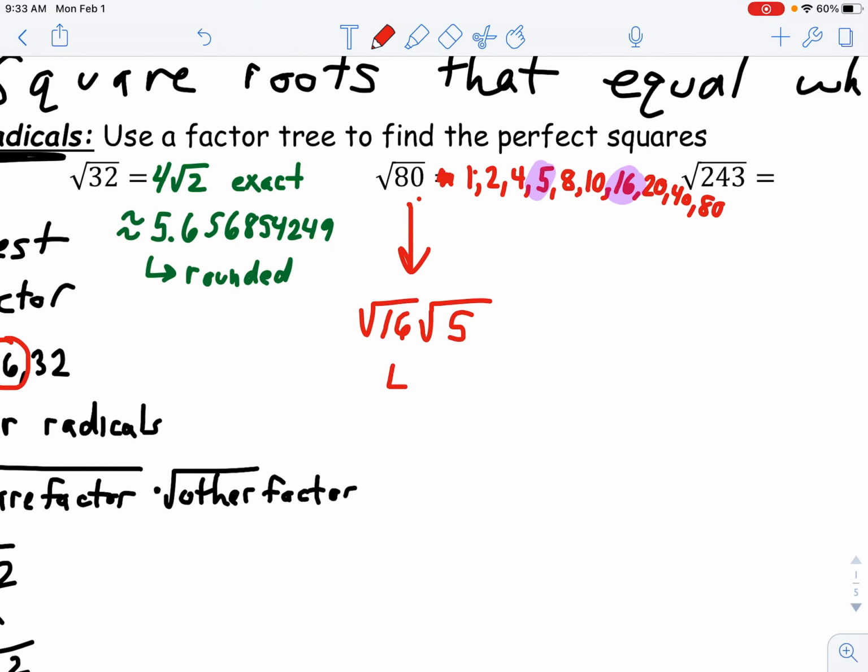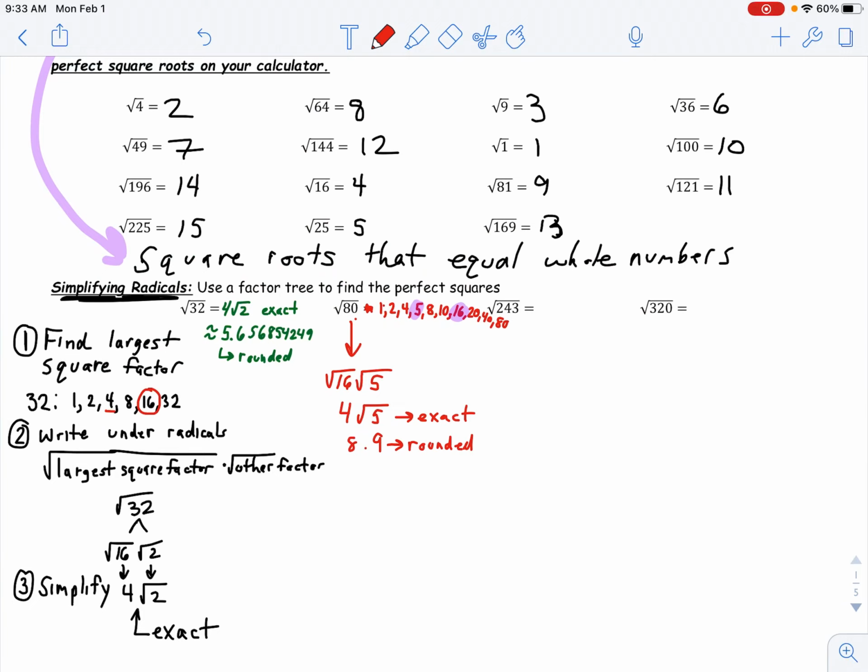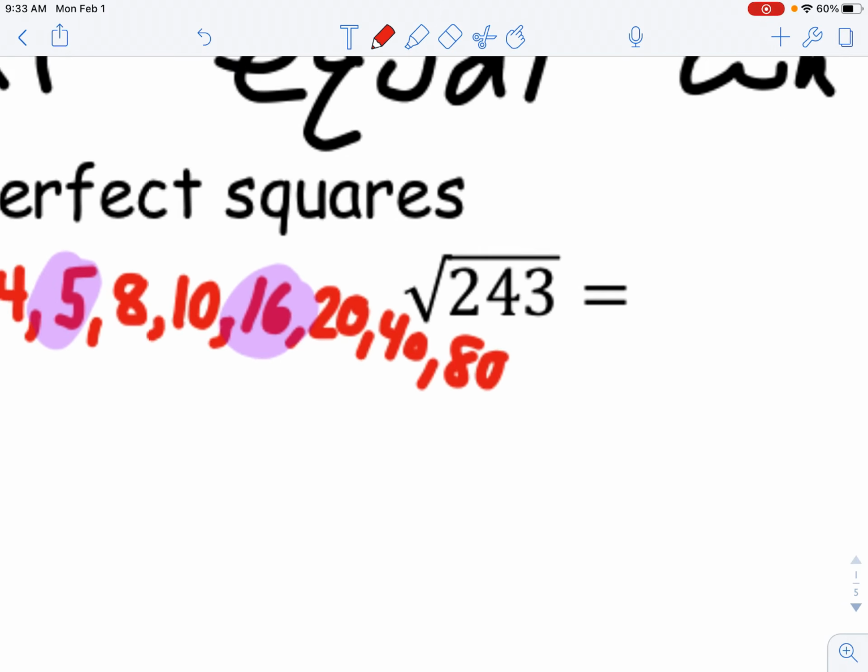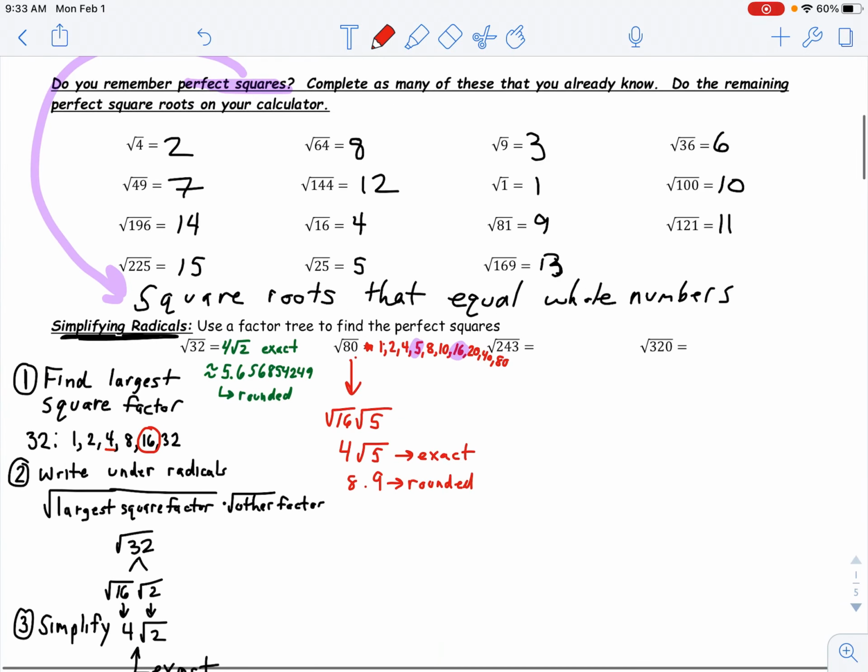Now simplify. What's the square root of 16? 4. What's the square root of 5? Cannot be simplified, all right. And this is an exact answer. Rounded, again, I'm going to emphasize what it means to be rounded. 8.9 is the rounded answer. All right, cool beans.